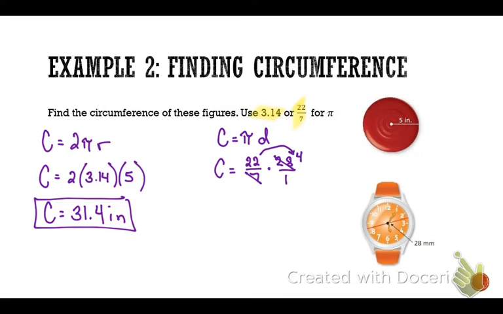Could I multiply 22 times 4 in my head? Pretty easily, because you can just multiply each digit times 4. So what's 22 times 4? 88. Circumference equals 88 millimeters. Okay? Circumference. What is circumference again? It's the distance around the object.